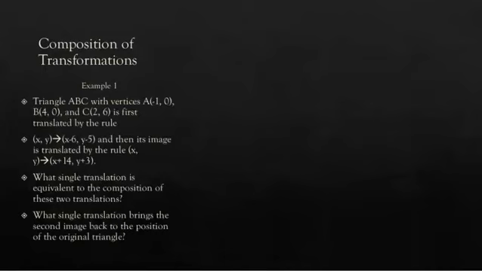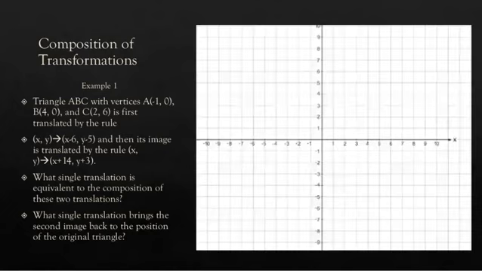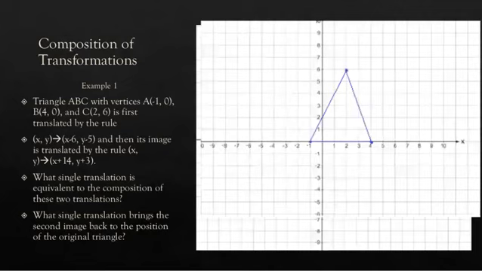So a composition of transformations is when you apply one transformation to a figure and then another transformation to its image. We're going to try this example. We have a triangle ABC with vertices A, B, and C. Here's our graph paper. So we're going to draw that first triangle, triangle ABC.